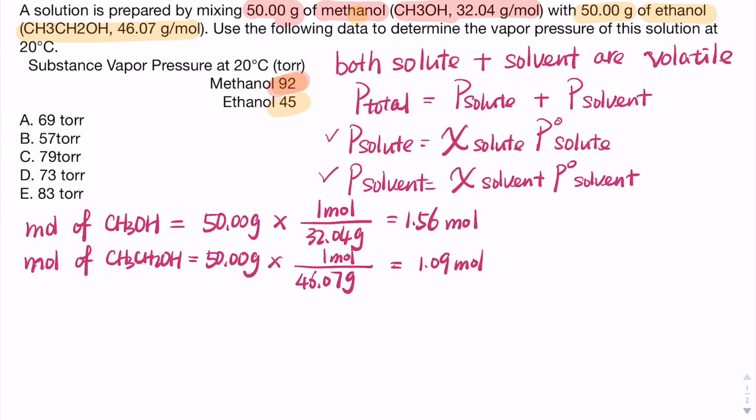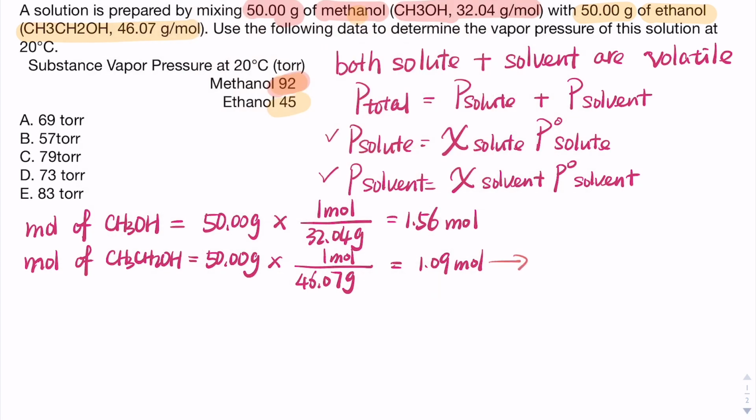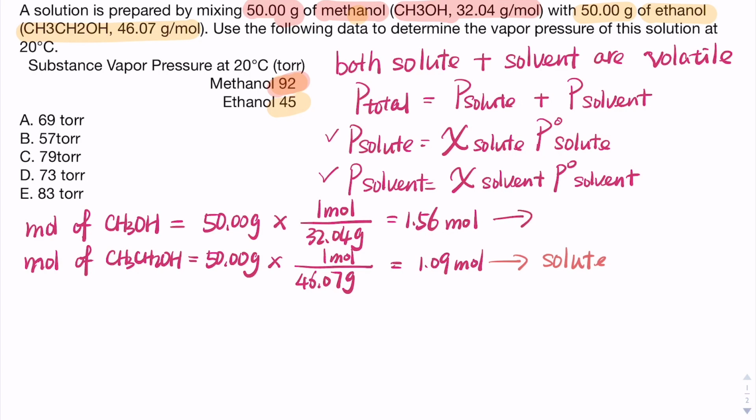In this case, after this step, which one do you think is our solute? Which one is our solvent? Yes, ethanol will be our solute, because we have less of it, and the other one will be our solvent. Yes, that's our solvent, and now we have our system. Now let's just finish the calculation.